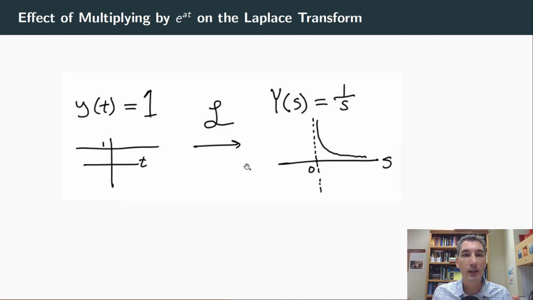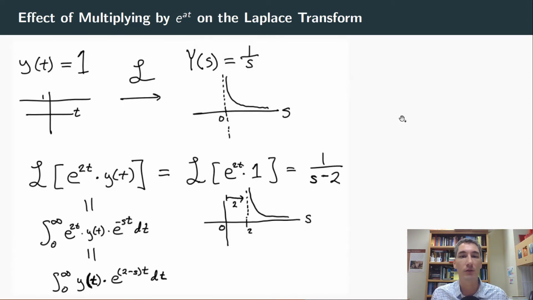Okay, now what I want to know is what is the effect of multiplying by e to the at on the Laplace transform. So if I start with the one function, multiply it by e to the at, and then take the Laplace transform, what happens? Let's say I multiply by e to the 2t, for example. Well, if the original function is 1, then e to the 2t times 1 is just e to the 2t, and the Laplace transform of that is 1 over s minus 2. And so the spike shifts from 0 over to 2.